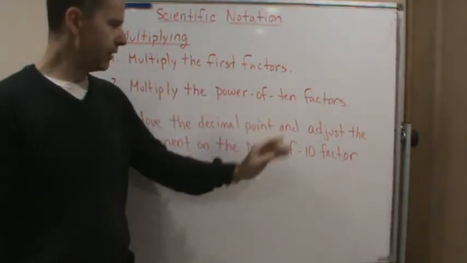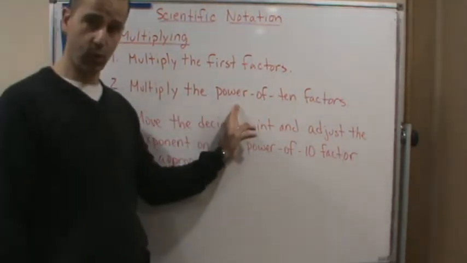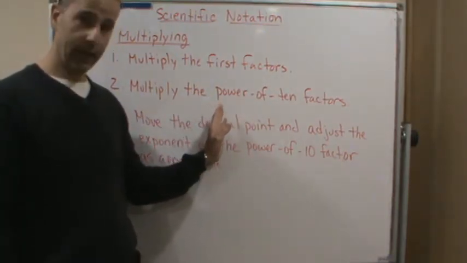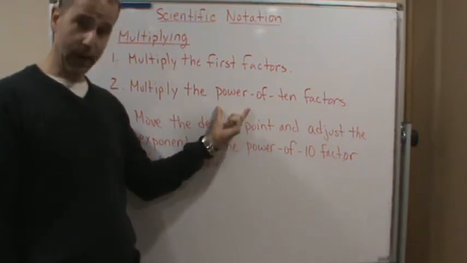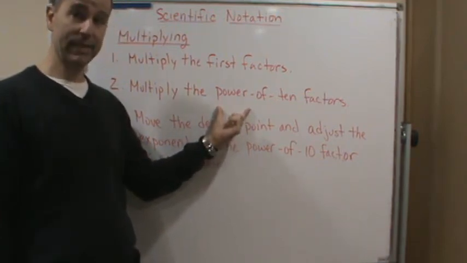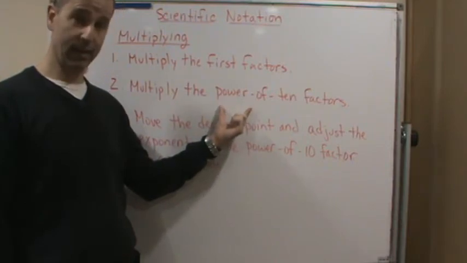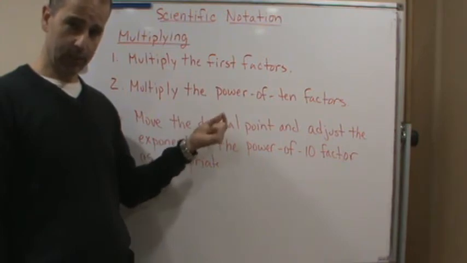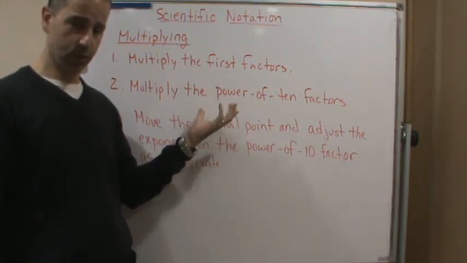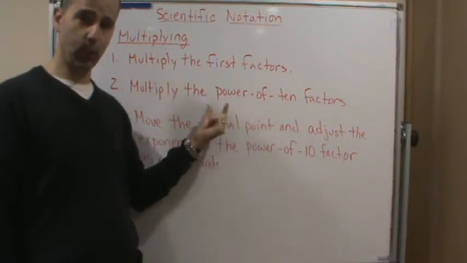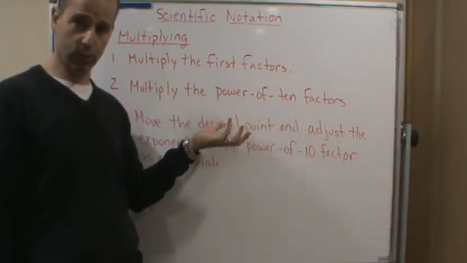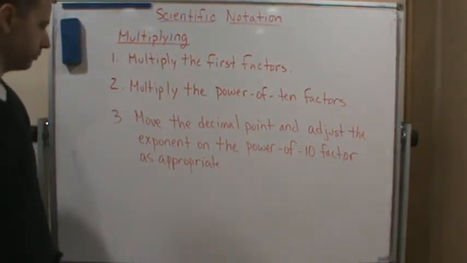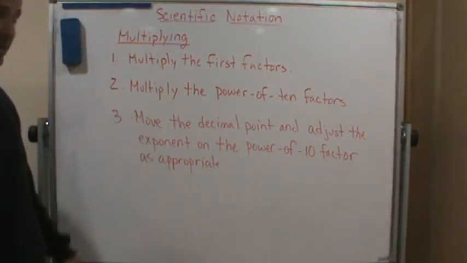Step 2: multiply the power of 10 factors together and make sure you understand the rules of exponents. Remember, when you multiply exponentials that have the same base, in this case the base is 10, you add the exponents. If they're opposite signs, you would effectively subtract. But again, you add the exponents and you pay attention to the rules of signs, adding signed numbers. Okay, so that's it for steps 1 and 2.